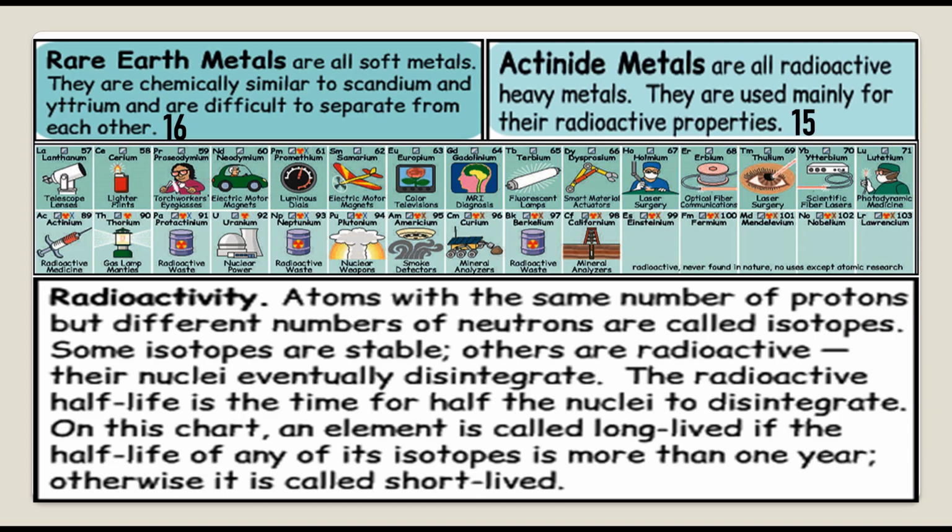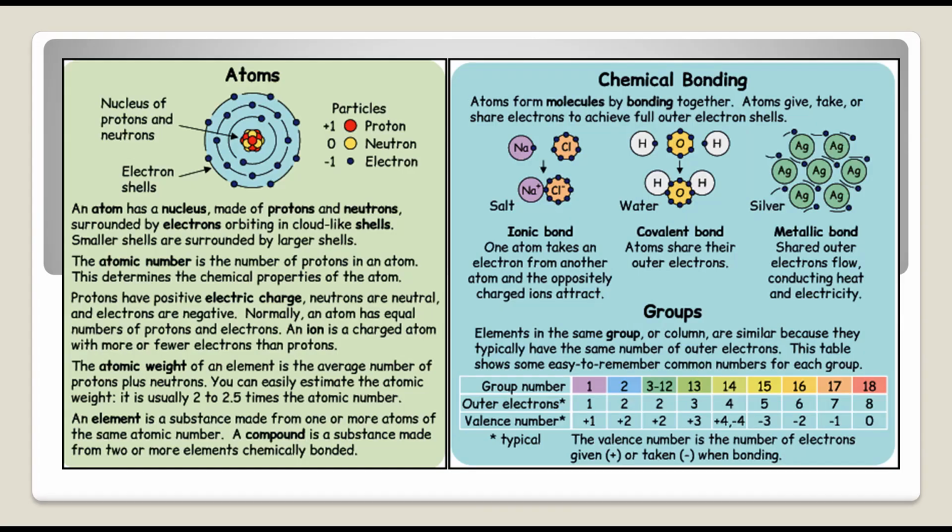Okay. Then what? Next, you must know what is an atom. Already everyone knows what is an atom. An atom has a nucleus with protons, positive charge, neutrons, no charge, and electrons, negative charge. Everyone knows it. What is atomic number? The number of protons in the atom is called its atomic number. Then what is atomic weight? Atomic weight of an element is the average number of protons plus neutrons. Usually atomic weight is about double, or 2.5 times, the atomic number.